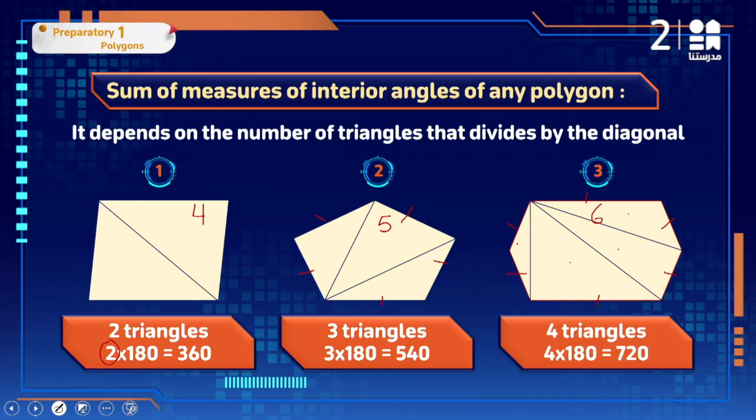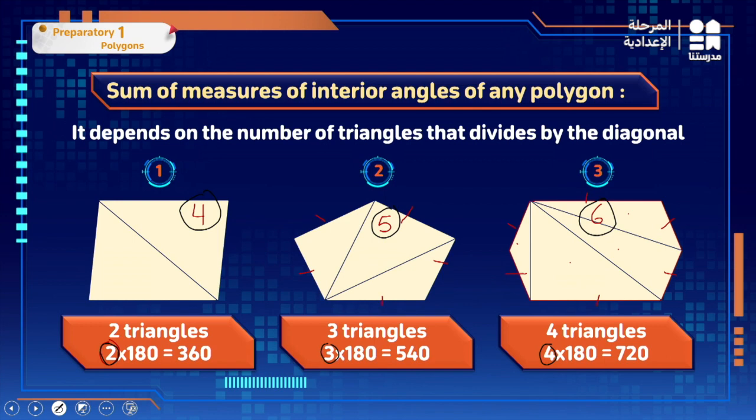Let me make it with black. When I have 4 sides, I got 2 times 180. Then when we have 5 sides, we got 3 times 180. Then 6 sides and 4 times 180. Decrease by 2. 4 minus 2 is 2. 5 minus 2 is 3. 6 minus 2 is 4.